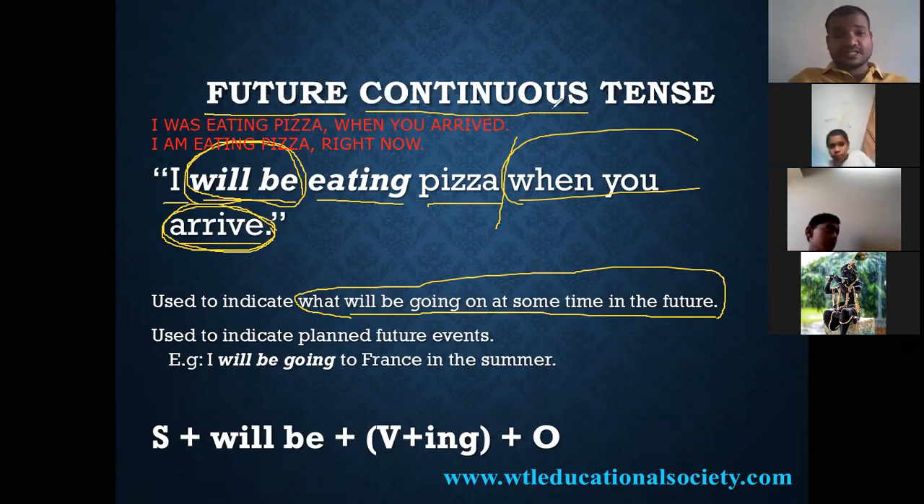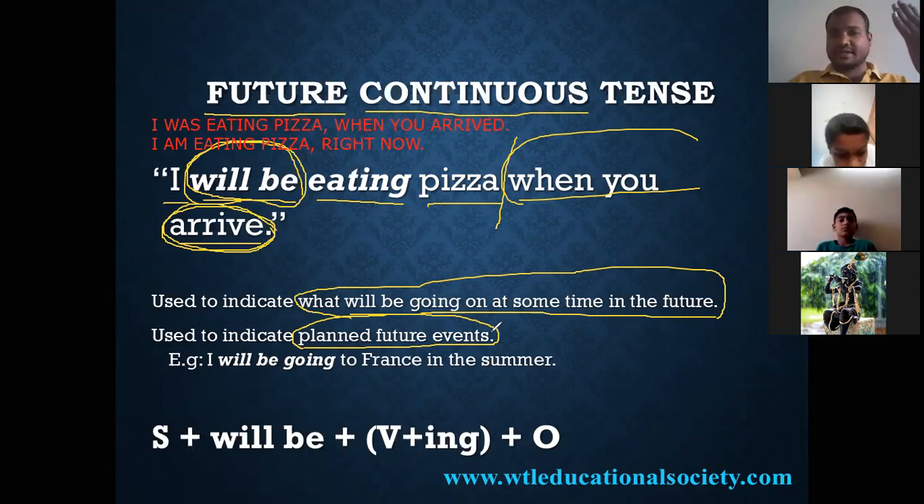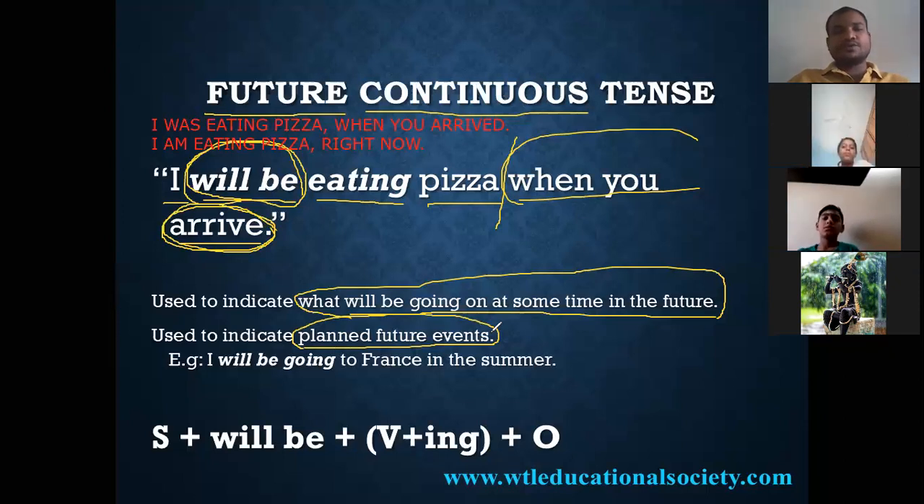The future continuous tense is used to indicate planned future events. Planned events, what do they mean? Events means programs, functions. If you have any plan to do any action, for example, going to Delhi, going to a picnic, going to a movie, these are nothing but plans. These are all nothing but an event you have planned to do. So it is used to indicate planned future events.